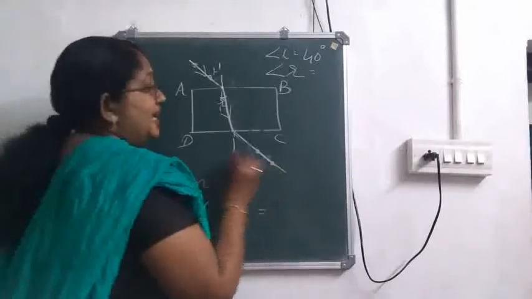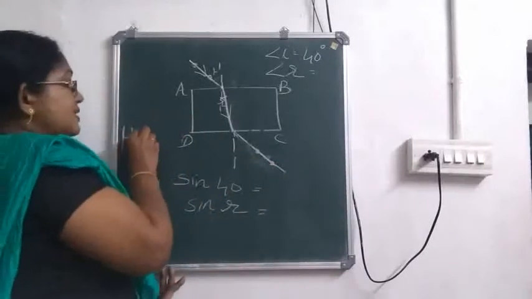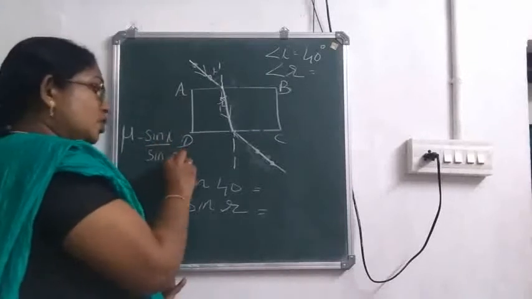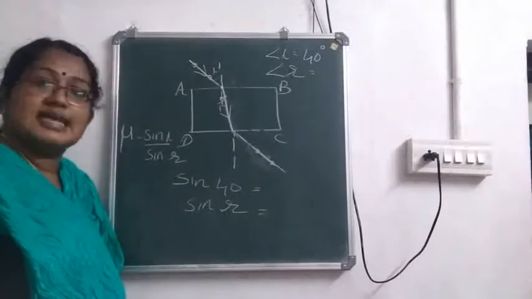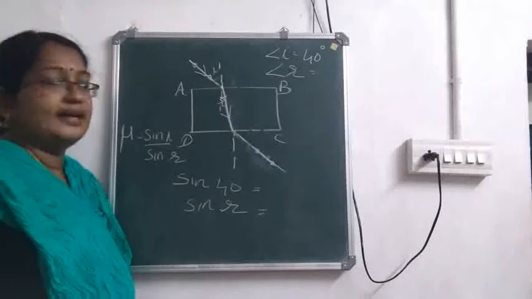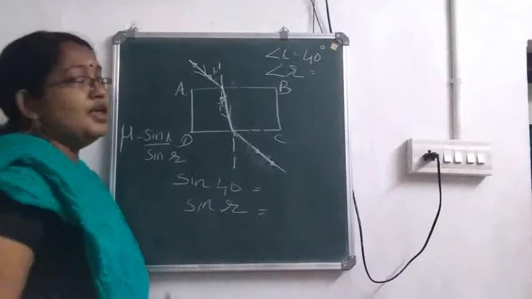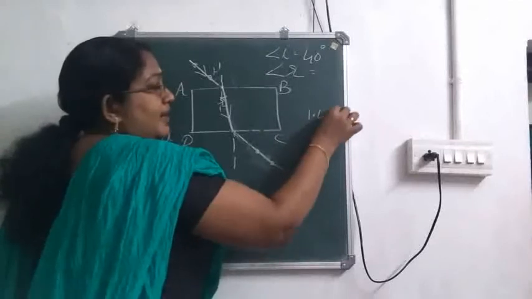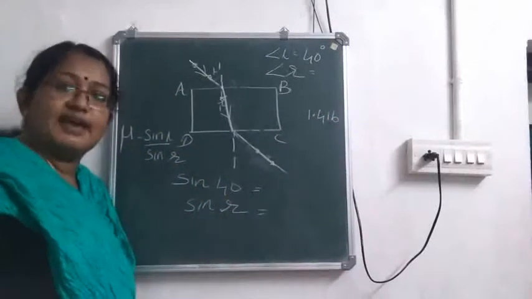Then what is our next step? Mu is equal to sine I by sine R. So divide sine I by sine R. Then you will be getting a value. Okay, so let the value be 1.416. We got a value.